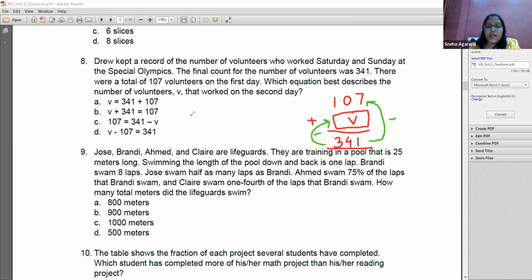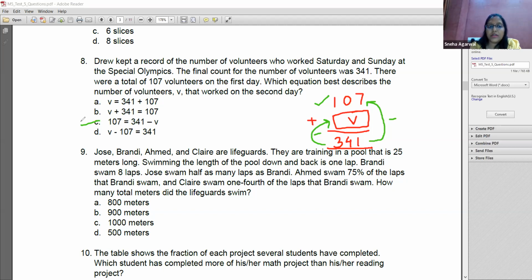So let's find out which equation will match. V is equal to 341 plus 107. No, do we add? No, we subtract. V plus 341 is equal to 107. No, it's not at all possible. Again, 107 is equal to 341 minus V. Yes, 341 minus V will give us this result, and 341 minus 107 will give us V. So this is correct. Next one, V minus 107 will give you 341. No, it's V plus 107 which is giving us 341. So this is option C. That's correct.